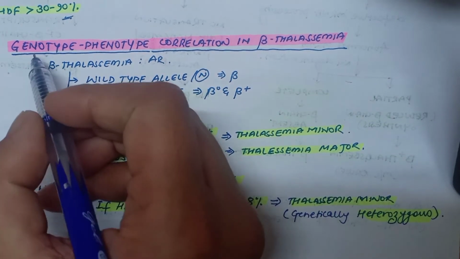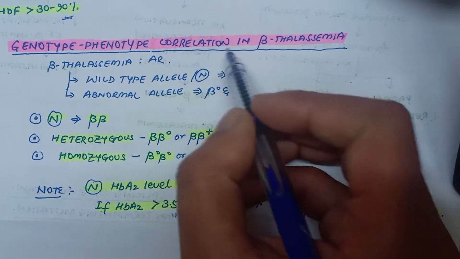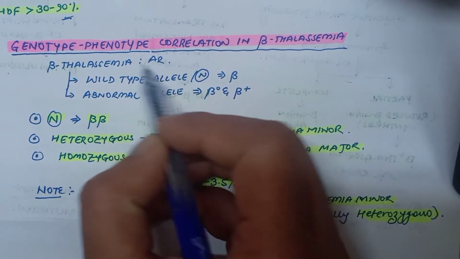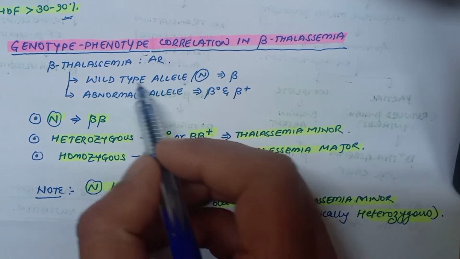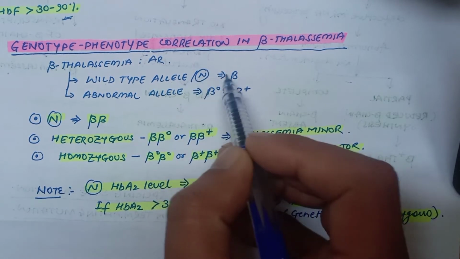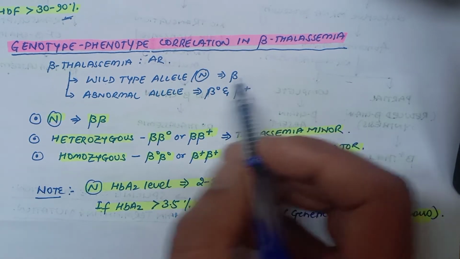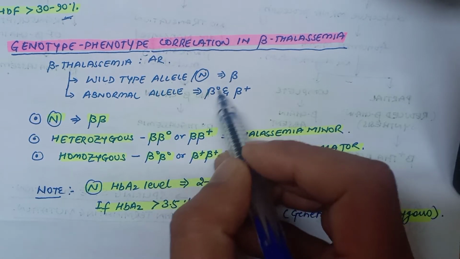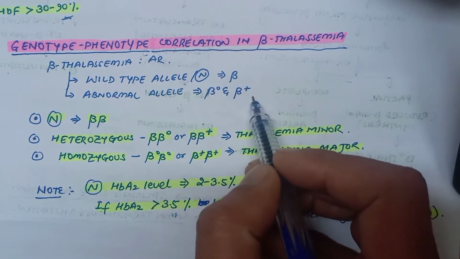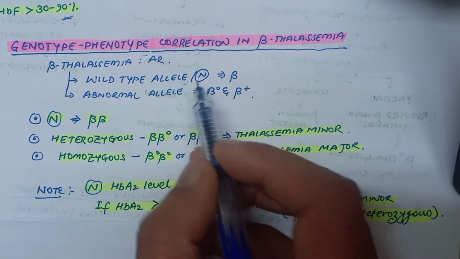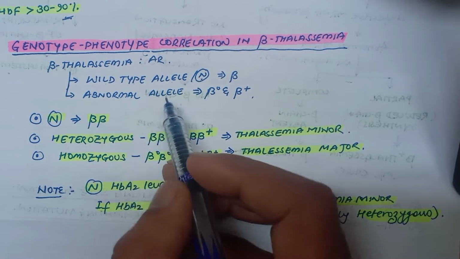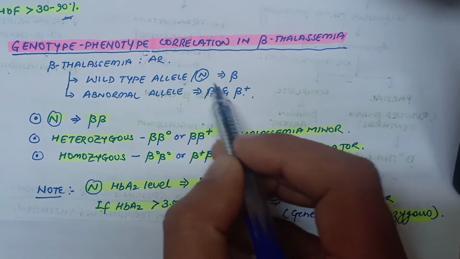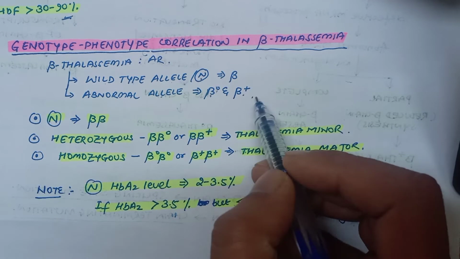Now we'll talk about genotype-phenotype correlation in beta thalassemia. Beta thalassemia is autosomal recessive, and the wild type allele is the normal allele, represented as beta, whereas abnormal alleles are represented as beta 0 and beta plus. Beta 0 is absent beta chain and beta plus is reduced beta chain.